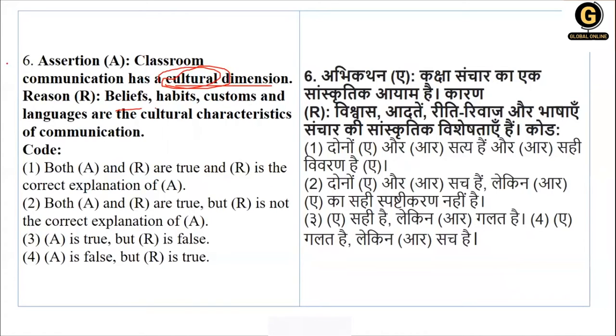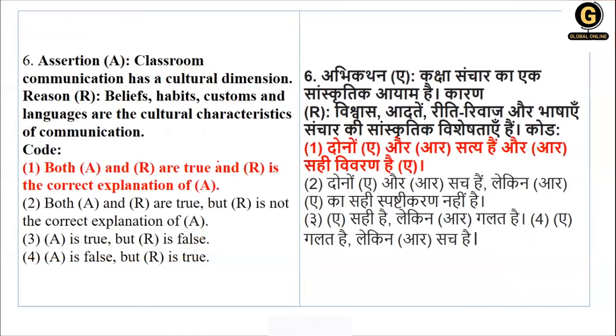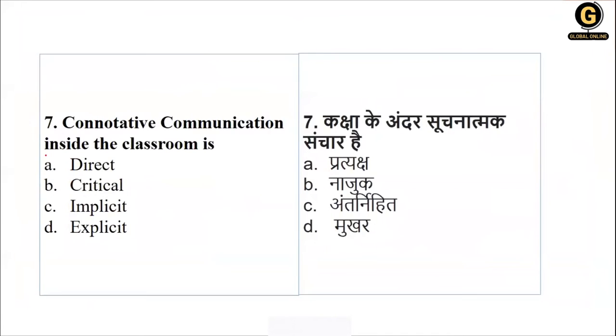Okay, so statement A is true. Okay, R is also true. तो जहां false होगा आप उसको cancel कर दो. Okay, लेकिन यहाँ पे मैंने क्या बोला है? True है और उसका explanation भी right है. So your option number A is the correct option. The next question. Okay, that is question number 7. Connotative communication inside the classroom is what?